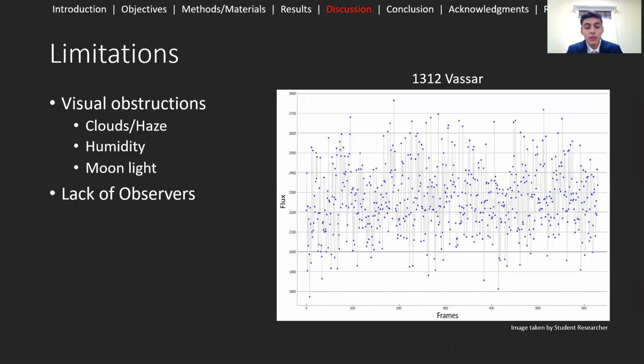As I mentioned before, there were some clear visual obstructions in a couple of these observations. These visual obstructions include clouds, haze, humidity, and moonlight, all of which were present in the asteroidal occultation of 1312 Vassar, seen here on the right of the slide. Now, due to a very bright moon and lots of haze in the night sky, I was unable to conduct a normalization of the data, as there was just too much noise in this data. So I had to record a miss or a negative event. Also, as I mentioned before, there was a clear lack of observers for all of these events. I was unable to generate an instantaneous shape model for any of these events.